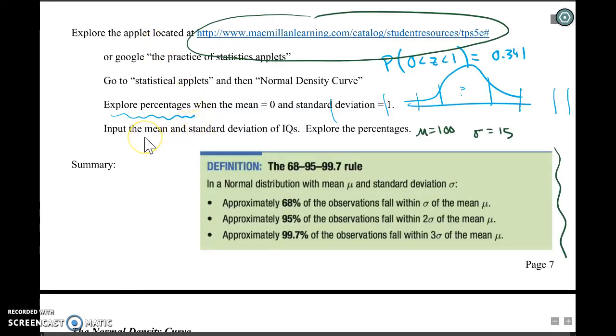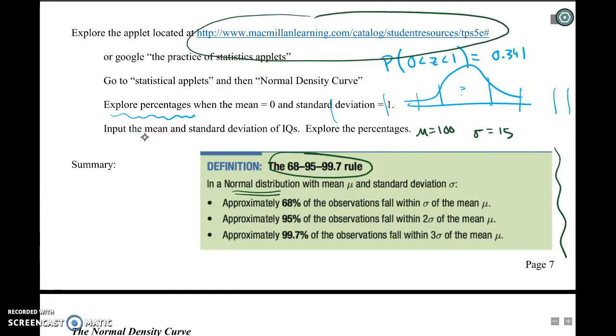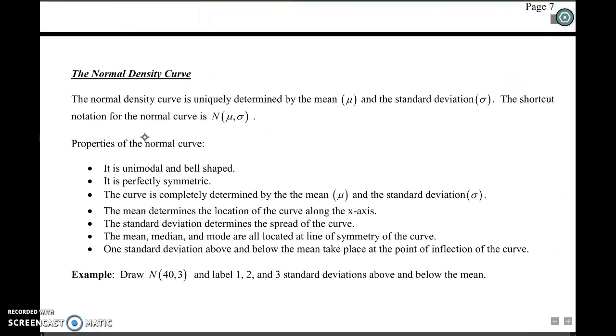This is sometimes called the empirical rule, sometimes it's called the 68, 95, 99.7 rule. If you have a normal distribution, that's the key point here. You have to have a normal distribution. Then 68% of the data points are within 1 standard deviation of the mean, 95% are within 2 standard deviations of the mean, and 99.7% within 3. So we just remember these 3 values because they're the most common.